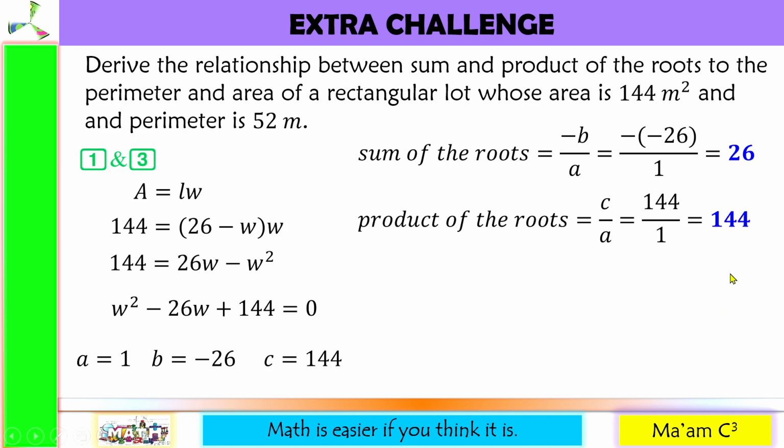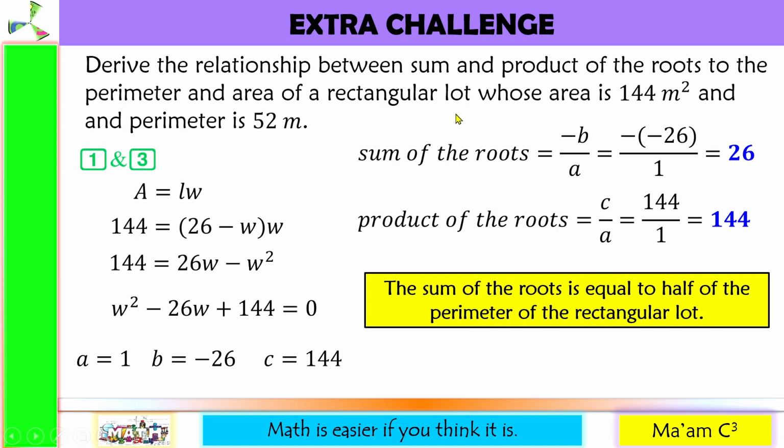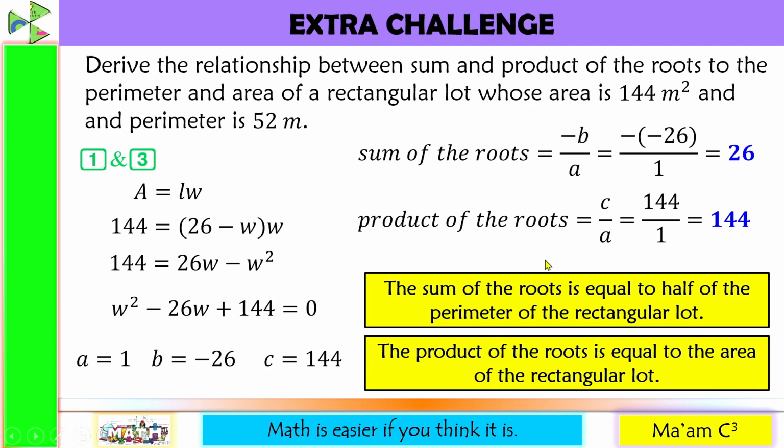Now let us see. Is there a relationship between the sum and product of the roots to the perimeter and area of the rectangular lot? 26 is half of 52. So we could say that the sum of the roots is equal to half of the perimeter of the rectangular lot. 144 here, which is the product of the roots, happens to be the area of the lot. So we could say that the product of the roots is equal to the area of the rectangular lot.